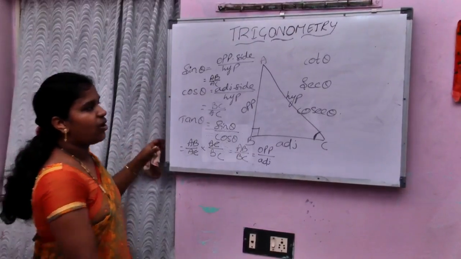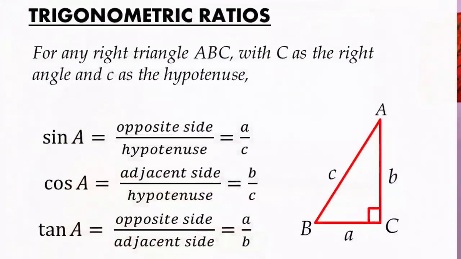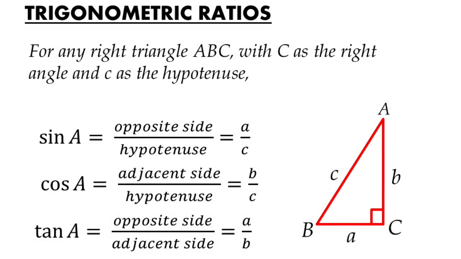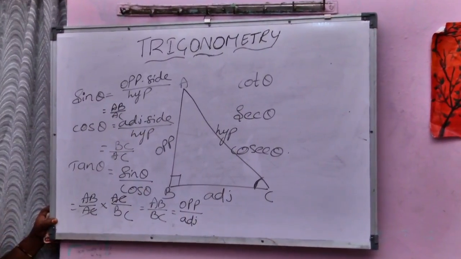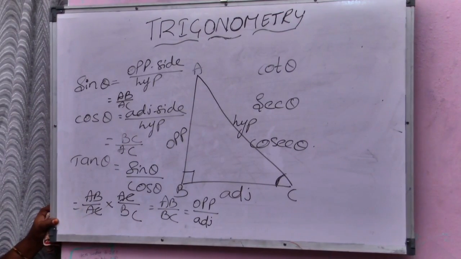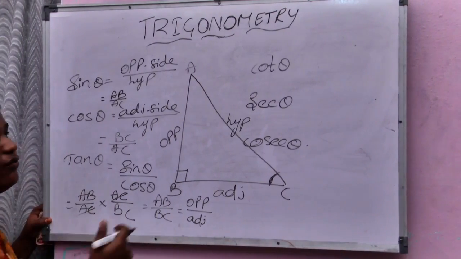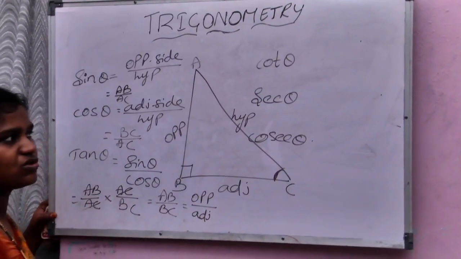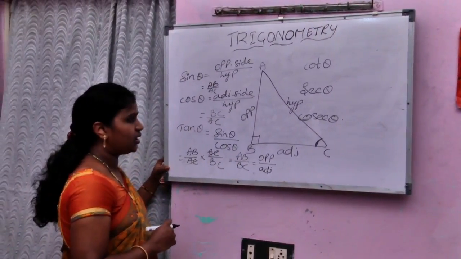So sin theta is opposite side by hypotenuse, cos theta is adjacent side by hypotenuse, and tan theta is opposite side by adjacent side. Now we got the first 3 trigonometric ratios. Based on these 3, we can find cot theta, secant theta and cosecant theta just by reversing the values of sin, cos and tan theta. First we have to know the sin, cos and tan theta values so that we can find the other 3 trigonometric ratios.